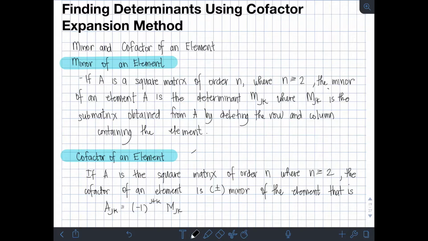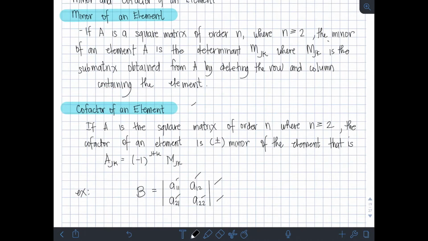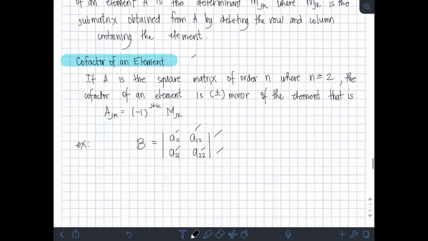Okay, so para ma-illustrate natin yung definition ng minor at cofactor of an element at kung paano ito hanapin, ay illustrate natin sa example. So suppose meron tayo matrix B, 2x2 matrix, 2 rows and 2 columns, tapos meron tayong elements inside na a sub 1,1, a sub 1,2, a sub 2,1, at a sub 2,2. So, hanapin natin yung minor of an element. So, pwede tayong pumili kahit anong element yung hanapan natin ng minor. Let's say itong element a sub 1,1.